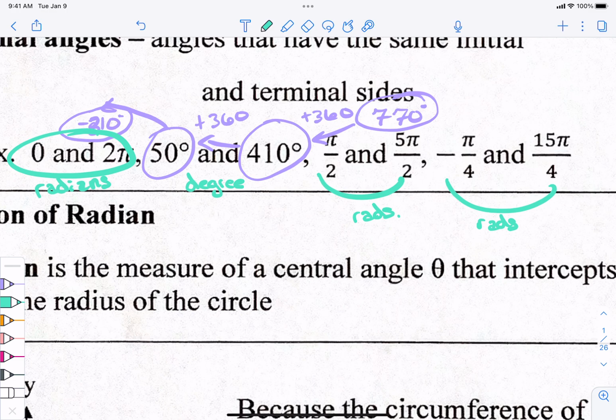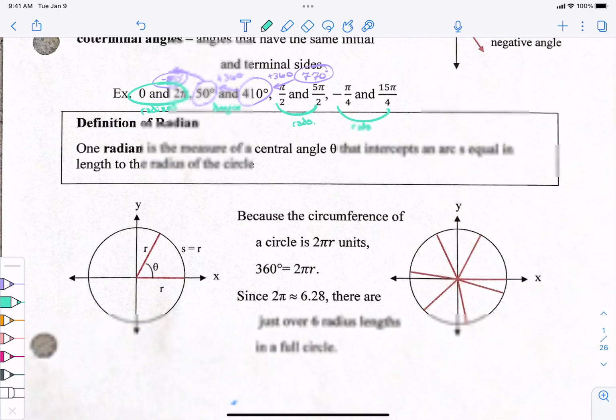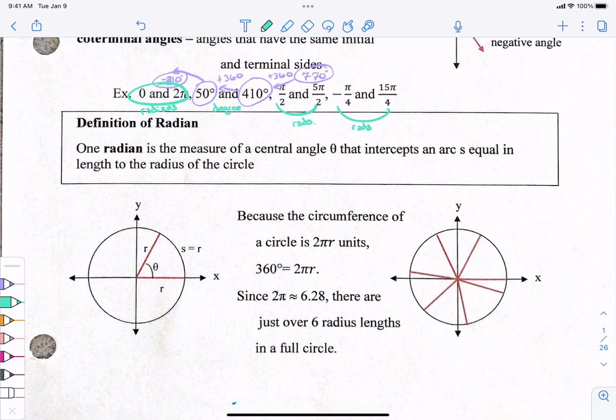How come we decided that there was 360 degrees in a circle? That's a good question. I don't know. I agree with you, I don't know why we did that. I don't know why it's 360. Good question. I would have picked like 100.